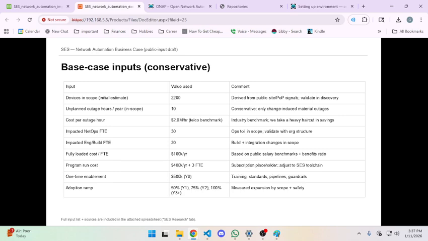So yeah. Then I estimated the impacted net ops FTE. So 30 I estimated for that. I think that means 30 net ops full-time employees. Toil and scope validate with org structure. What does toil mean? Does that mean we're gonna fire all these suckers?